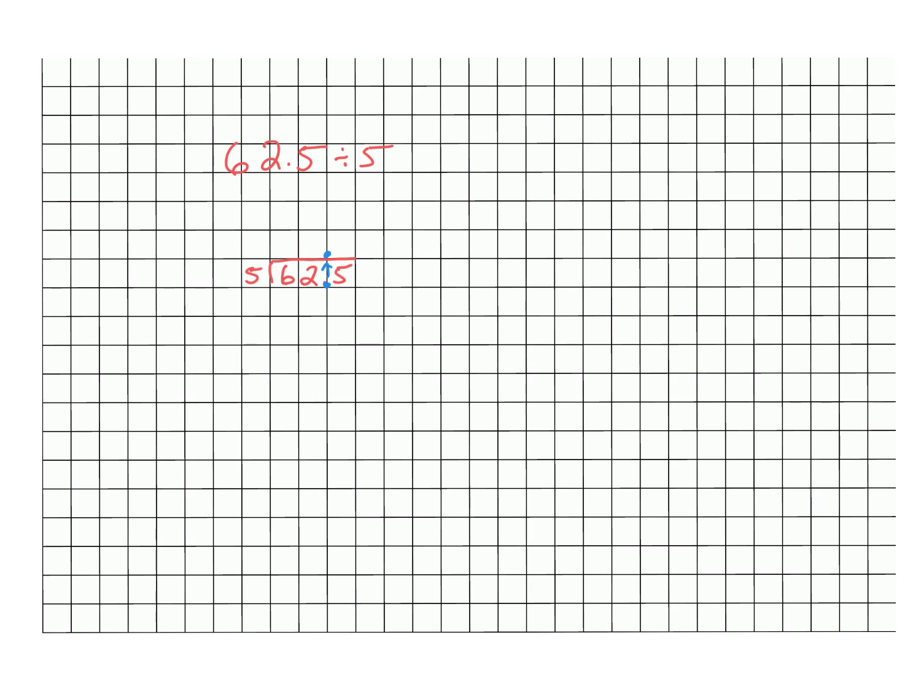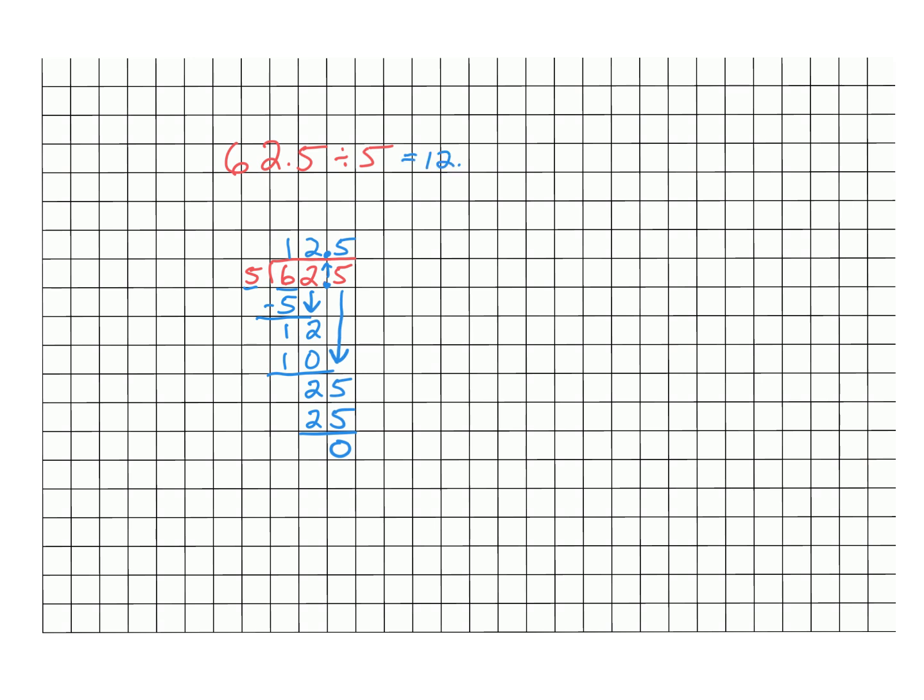So I'm going to ask myself, how many times is 5 going into 6? How many sets of 5 are there in 6? There's 1. 5 times 1 is 5. I subtract, I get 1. I bring down the next number, which is a 2. Same thing, how many sets of 5 are there in 12? There are 2. 5 times 2 gives me 10. I subtract, I get 2. I bring down the 5. How many sets of 5 are there in 25? There are 5. 5 times 5 is 25, and I get 0. So my answer to this is 12.5.